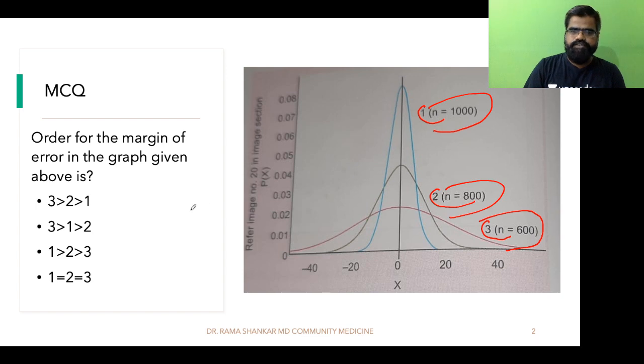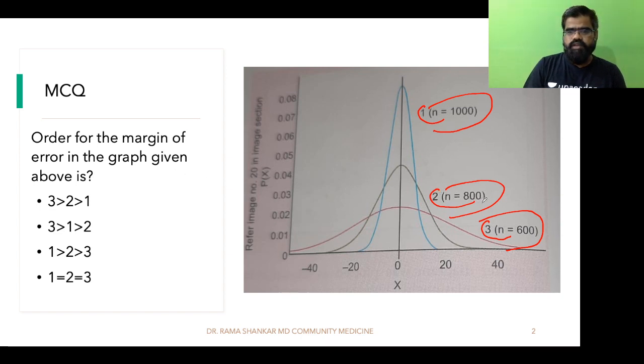They are just asking what the order for the margin of error is. Is it 3 greater than 2 greater than 1, or 3 greater than 1 greater than 2, or 1 greater than 2 greater than 3, or 1 equal to 2 equal to 3? Whenever you have such questions, students, and they are asking about margin of error, they are trying to understand standard error. Even if you don't have much information, the gold standard to always remember is that as the sample size increases, the margin of error or standard error decreases.